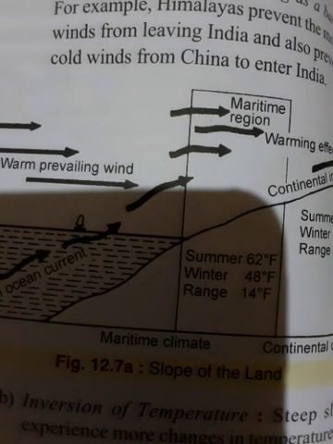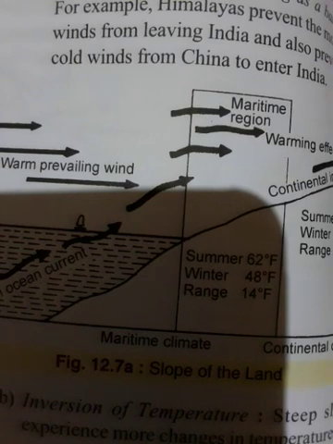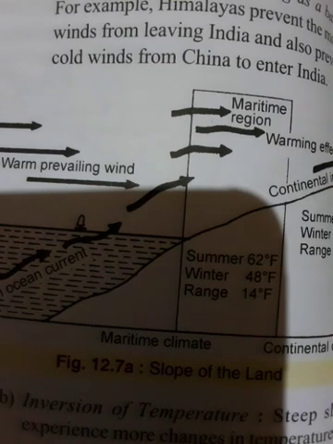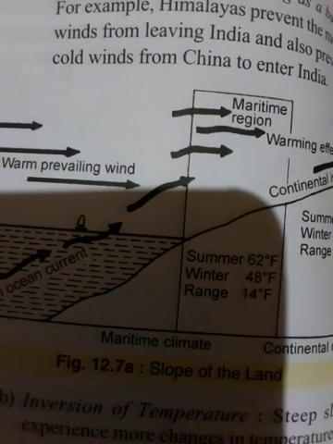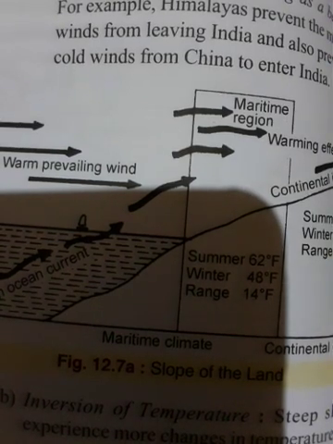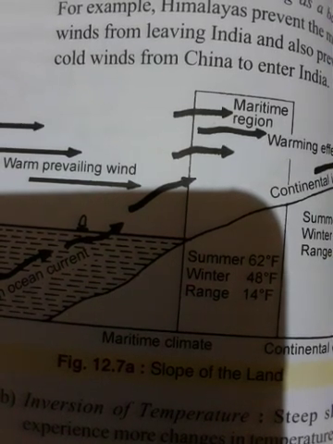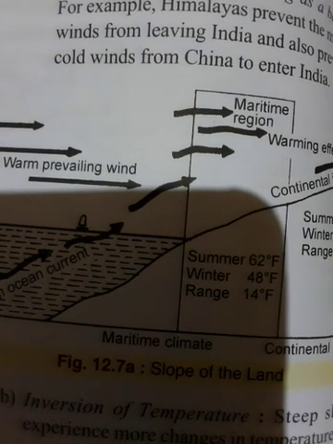Vegetation. It checks radiation from the upper layers of soil. There is a lesser range of temperature variation in forest areas than in desert areas. For this reason, it is cooler in the forested area when compared to open places.